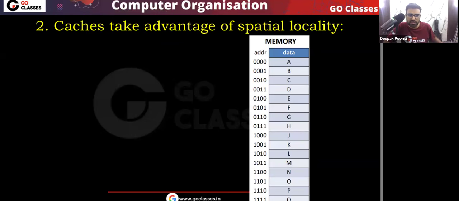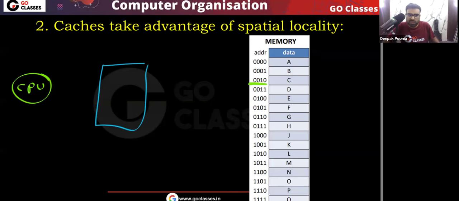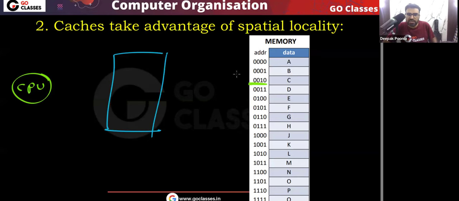What is the reason? The reason is very simple. Let's assume the CPU wants to access this memory address 0010. So remember, the CPU is only interested in this memory address, but we already know that majority of the programs have this spatial locality property. So we know that if the CPU is accessing this memory address right now, then very soon in the near future, the CPU will access the nearby addresses. This is the spatial locality property. Majority of the programs have it. So to take the advantage of this, from the main memory, we fetch a block of data to the cache memory.